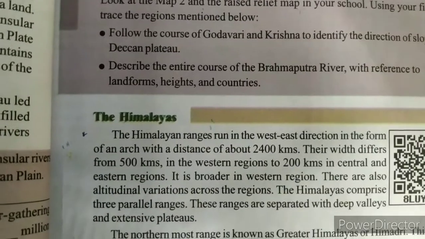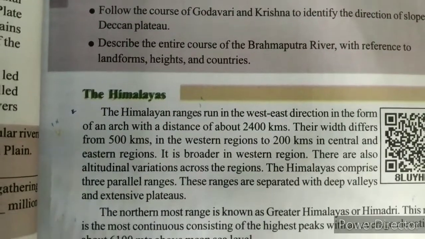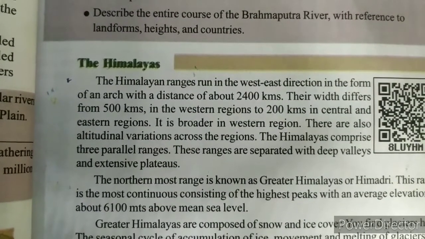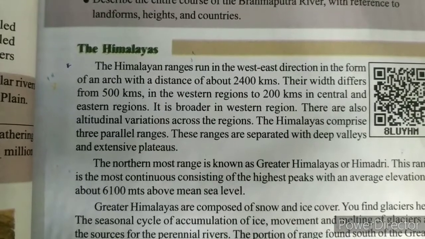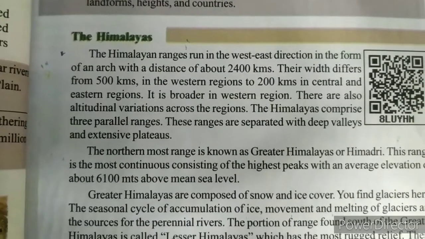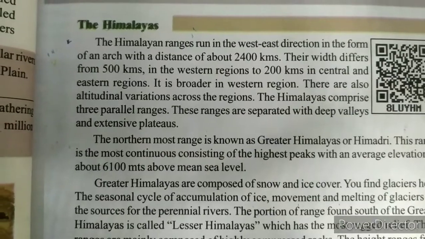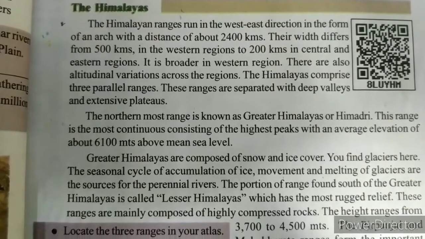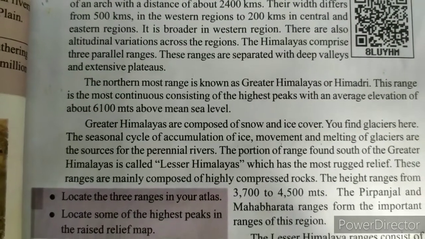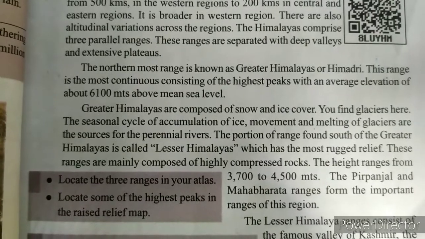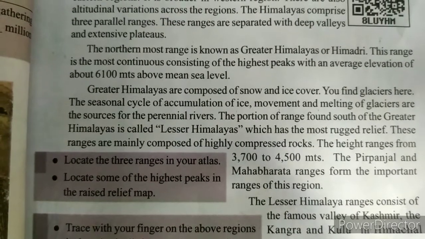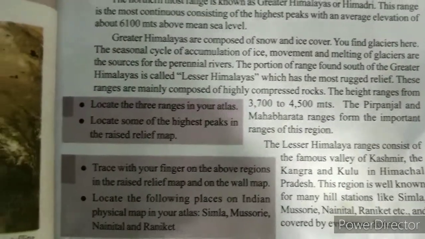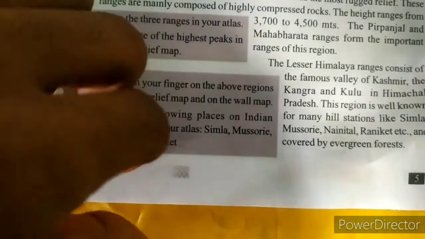Himalayas. These Himalayas act as a boundary to India. They move from west to east, almost 2,400 kilometers. At the west the width is almost 500 kilometers, and as they move on, it is 200 kilometers at the east. They move in 3 parallel ranges, separated by deep valleys and extensive plateaus. The first is Himadri, also called the northernmost range, the second is Lesser Himalayas, and the third is Shivaliks.